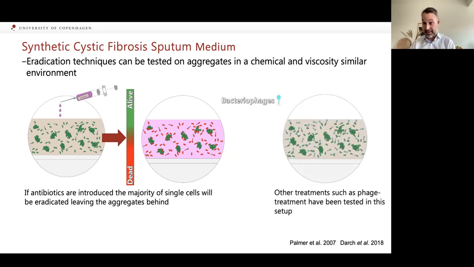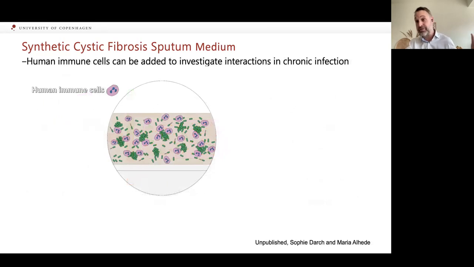We also tried this together with Sophie Dack, where we added bacteriophages. There we could see that the bacteriophages were able to kill off the planktonic culture but not the aggregates. So we also have some tolerance towards bacteriophages in these aggregates. We also added a lot of immune cells to this and saw them attacking the whole thing. We never got around to publishing this, but we took some good images there.